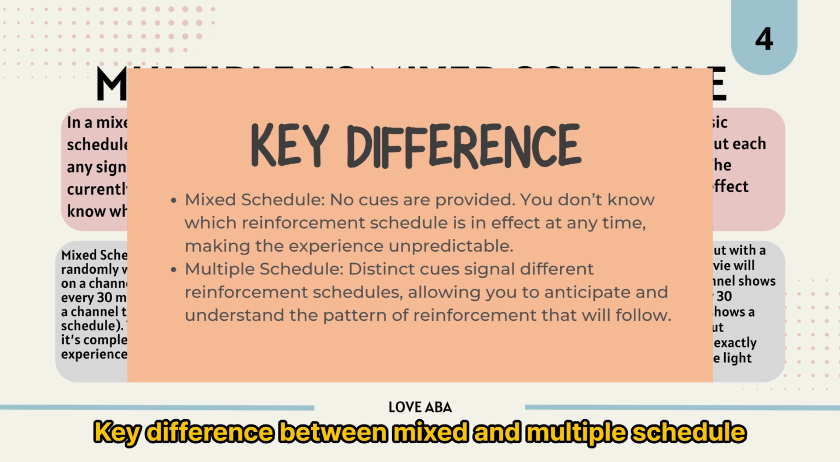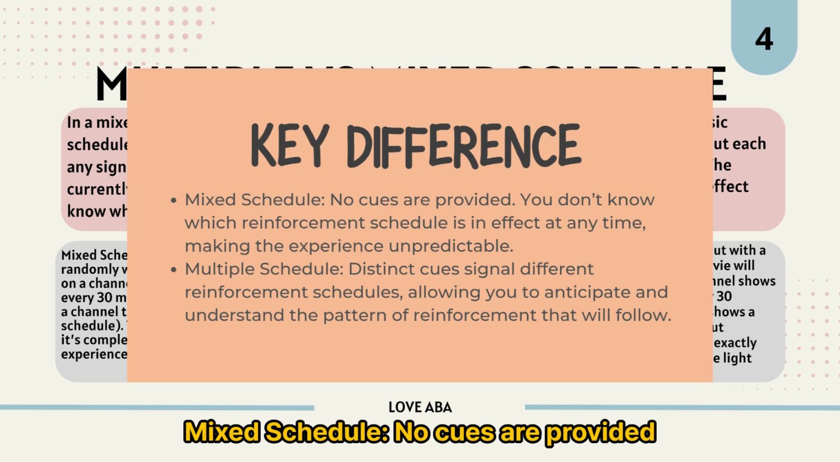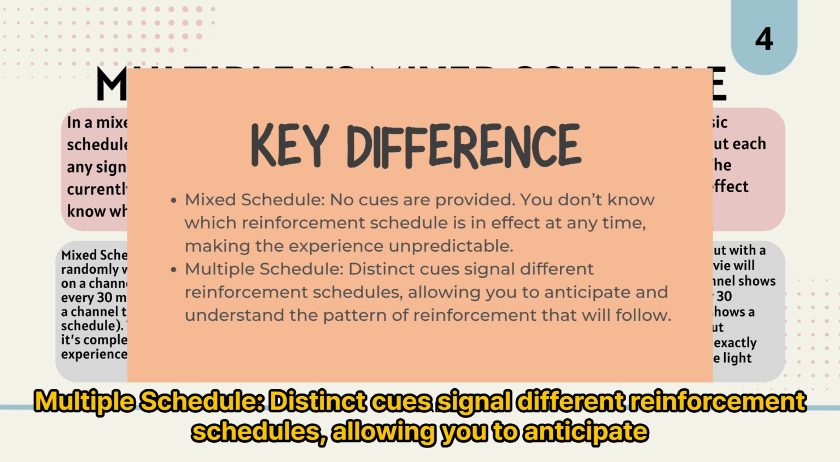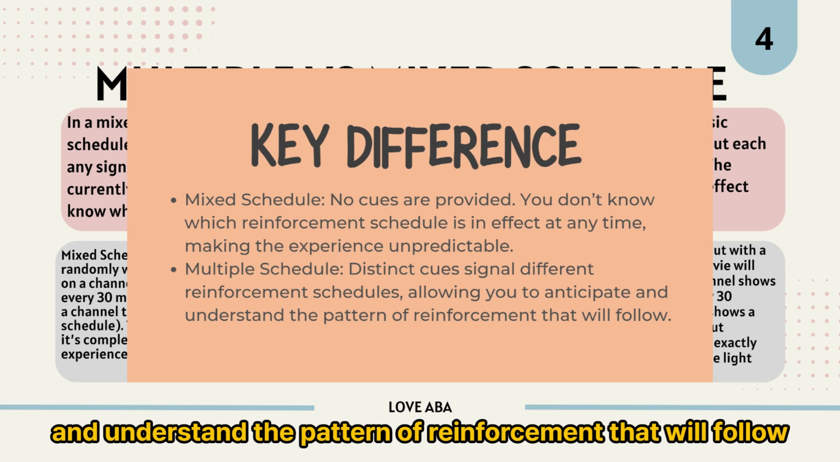Key difference between mixed and multiple schedule. Mixed schedule, no cues are provided. You don't know which reinforcement schedule is in effect at any time, making the experience unpredictable. Multiple schedule, distinct cues signal different reinforcement schedules, allowing you to anticipate and understand the pattern of reinforcement that will follow.